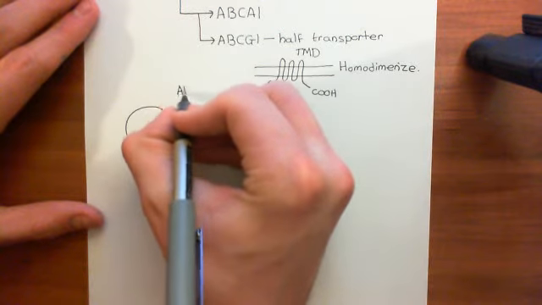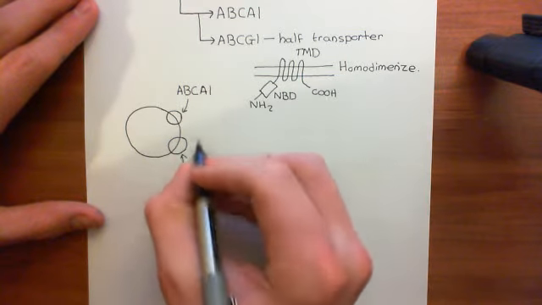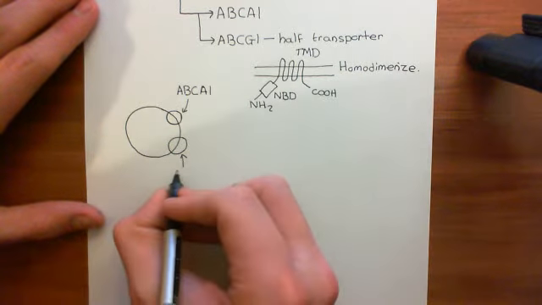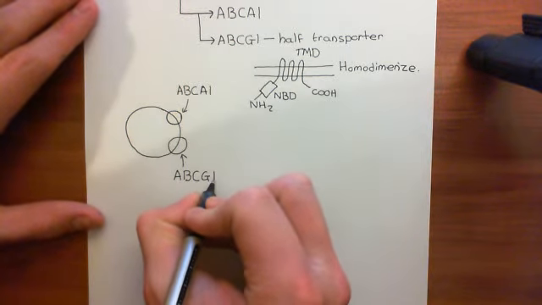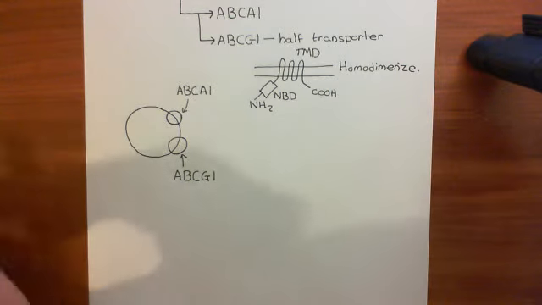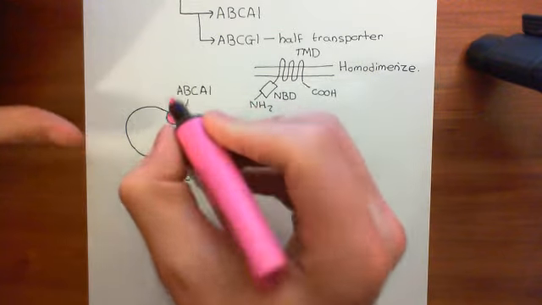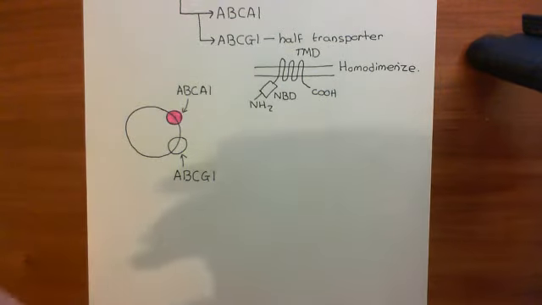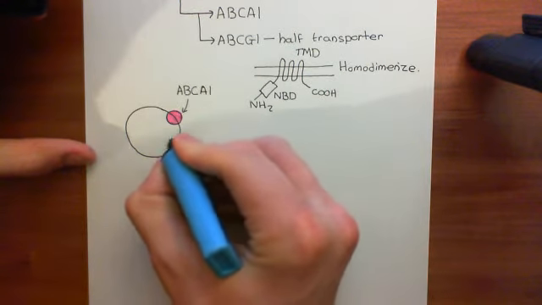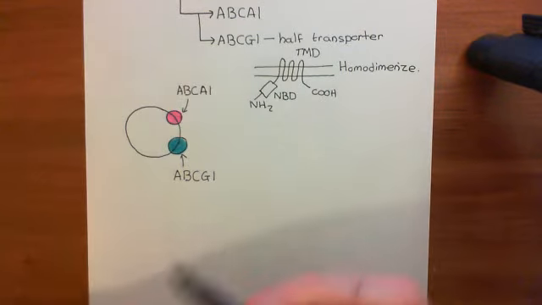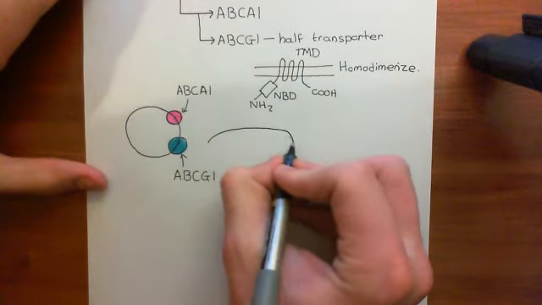Okay, one of them is ABCA1, the ATP binding cassette transporter A1, sorry, and then one of them is ABCG1, the ATP binding cassette transporter type G1. Okay, so let's colour them in different colours. So here we have ABCA1, and here we have ABCG1, okay, and now the small discoidal HDL is going to come over.